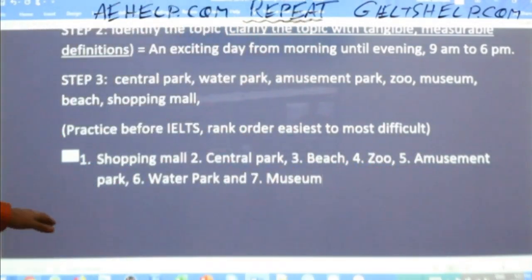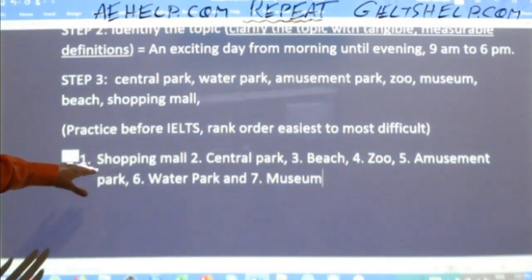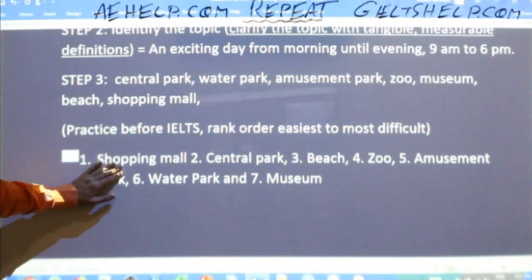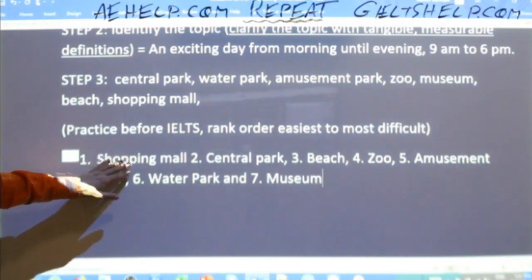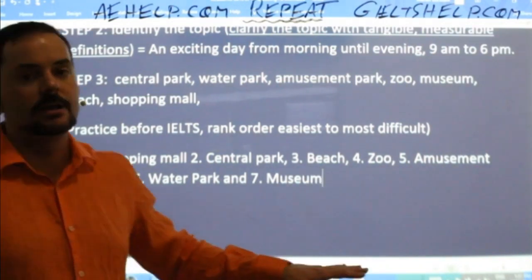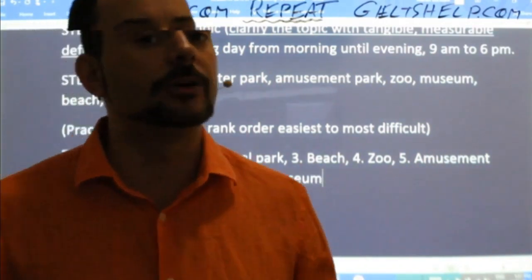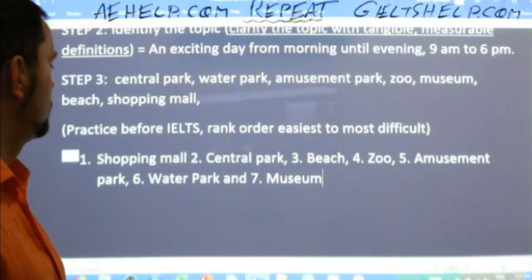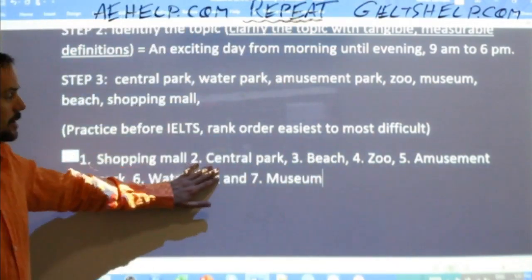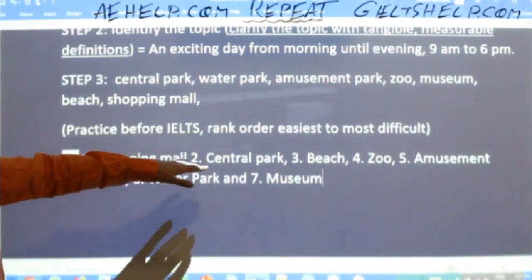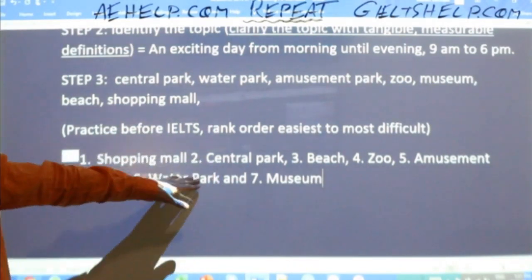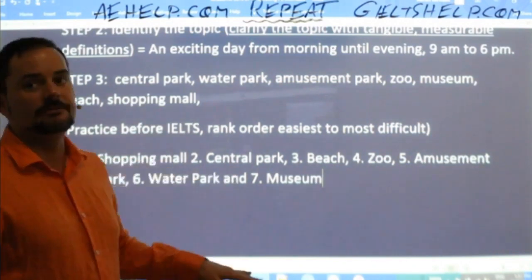So shopping mall, I can talk about shopping. I can talk about going to the theater. I can talk about going to the food court, eating food. Okay. So there I have what I would call my most familiar vocabulary base to talk about. Okay. Central Park, right away I'm thinking, okay, I can talk about flowers, gardens, taking pictures, having a picnic, eating food. Again, vocabulary that's quite familiar for me.